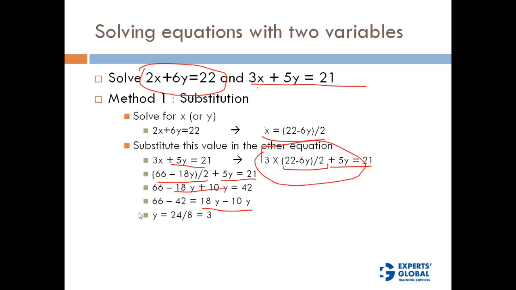So we'll take y is equal to 3, and we'll substitute it in any of these equations, 2x plus 6y is equal to 22, or we'll substitute y is equal to 3 in 3x plus 5y is equal to 21. So let's say we substitute it in this equation. We already know x is equal to (22 minus 6y) by 2, right? Or if we choose to substitute in the second equation, we know x is equal to (21 minus 5y) divided by 3. So either way you will get the value of x as 2. So the solution for these two equations is x is equal to 2 and y is equal to 3.